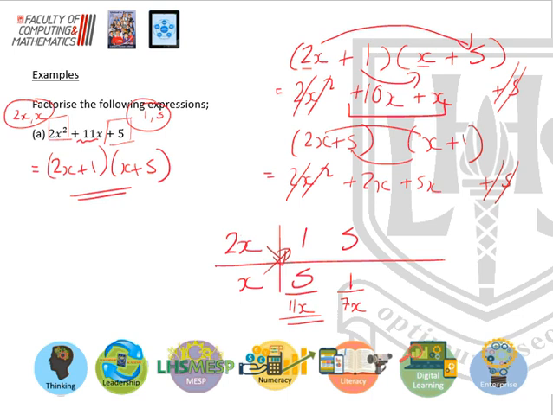Okay, so what we're going to do is we're going to pick our factor pairs, 2x and x, 1 and 5, and then we're going to swap them over. 1 and 5, 5 and 1, cross multiply and see which one gives us the 11x. Okay, now I'm going to give you another example to try yourself.